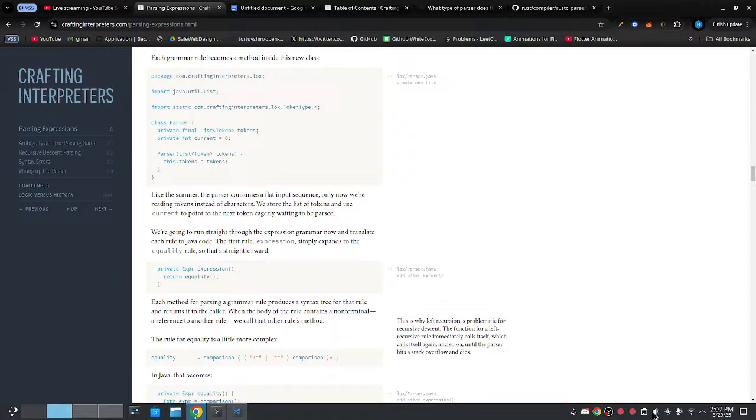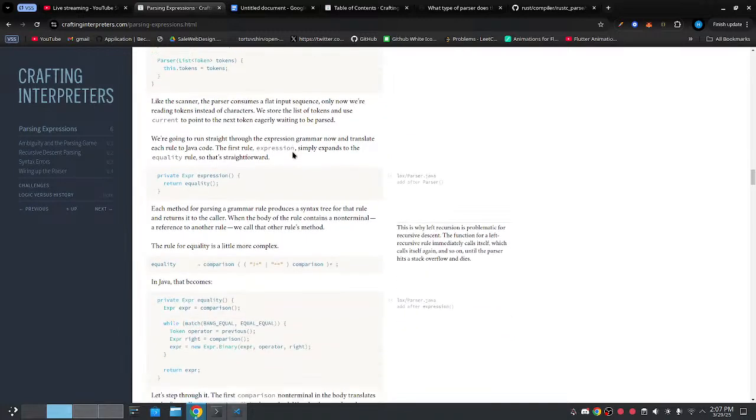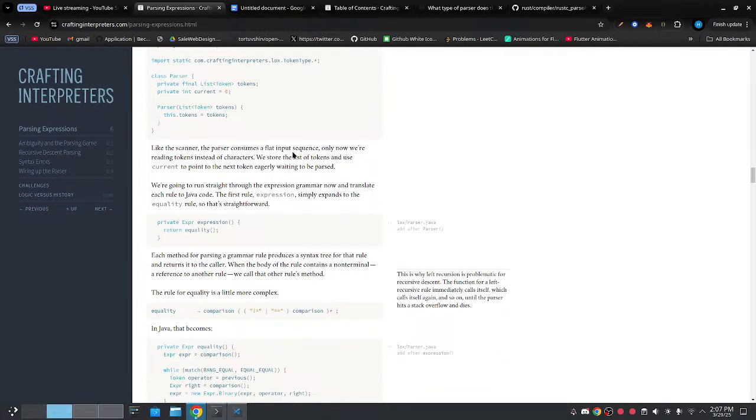It turns out we can't make something final here. I know why this is final, because all the tokens list would come from the lecture, right? So this makes sense if this tokens list is final and we couldn't change it. Like the scanner, the parser consumes a flat sequence, only we are reading tokens instead of characters. We store the list of tokens and use current to point to the next token currently waiting to be parsed.